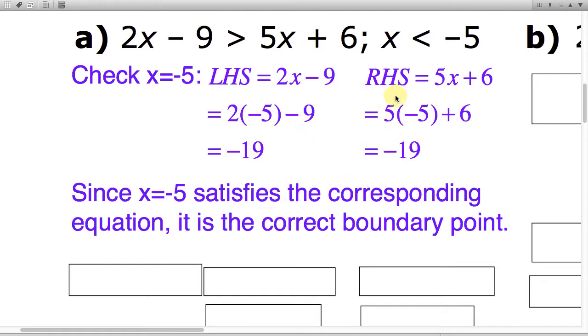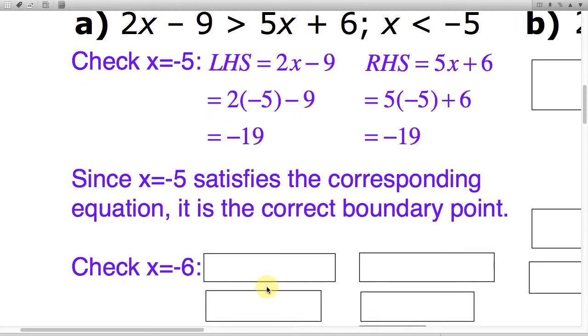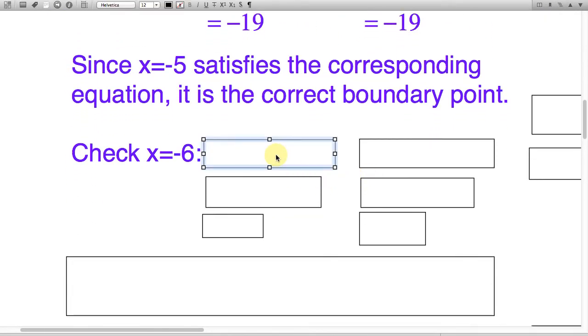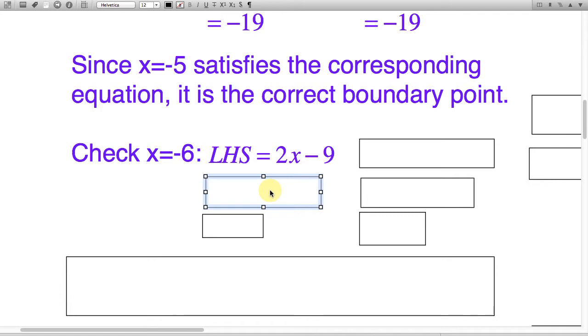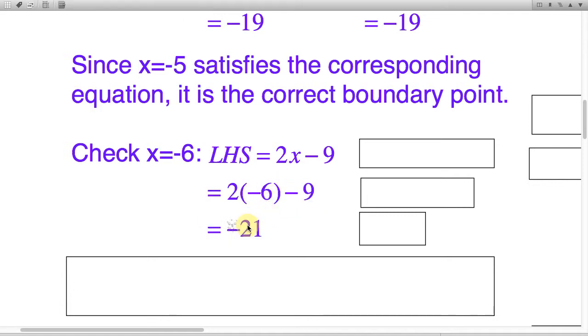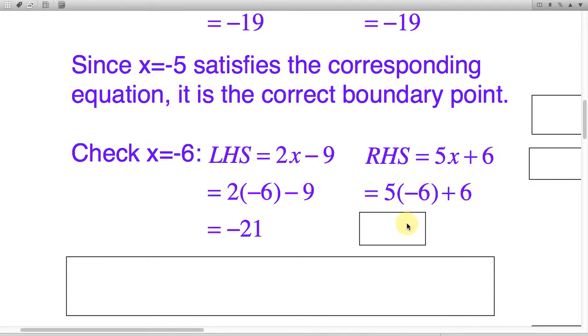So now we want to pick another point that's supposed to be part of the solution. So anything that's less than negative 5, such as x equals negative 6. We start with the original left-hand side, substitute x equals negative 6, and calculate. On the original right-hand side, we substitute x equals negative 6 and calculate. And now we check to see what happens.